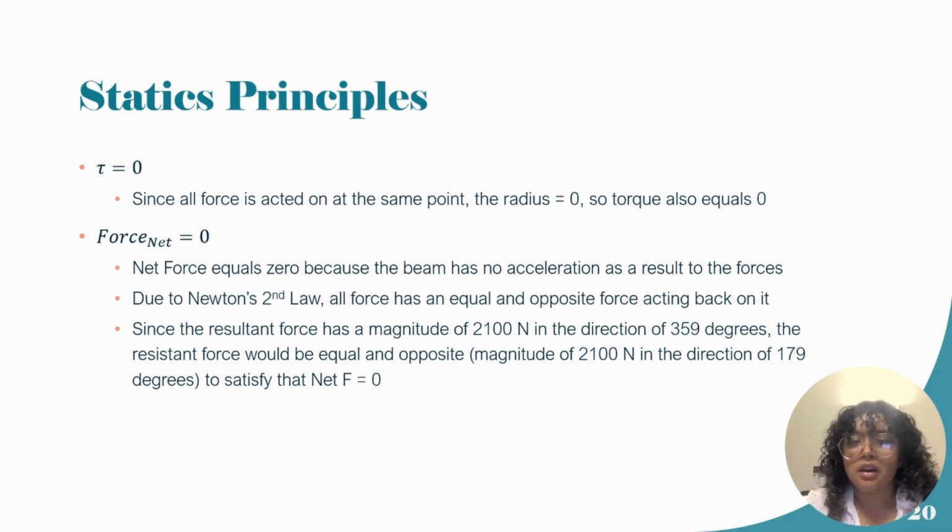And according to Newton's second law, all force has an equal and opposite force acting upon it. Therefore, since our resultant force from our calculations has a magnitude of 2,100 newtons in the direction of 359 degrees, the resistant force would also have a magnitude of 2,100 newtons, but in the direction of 179 degrees, to satisfy the equal and opposite force that would require the net force to be 0.